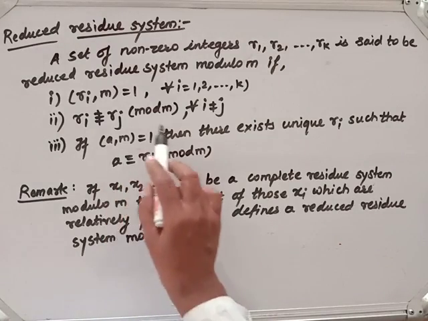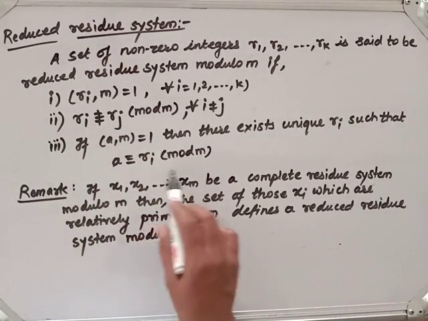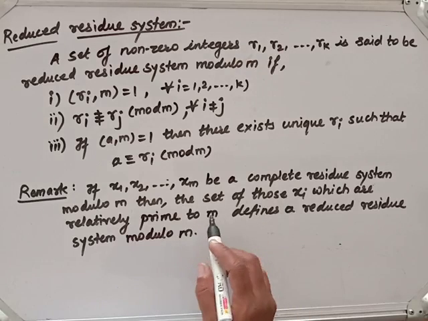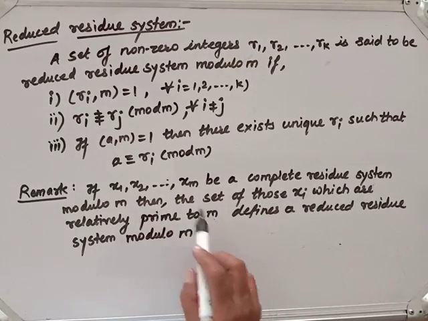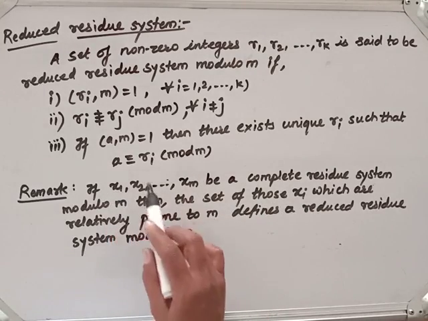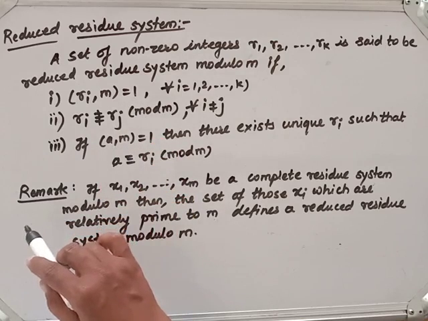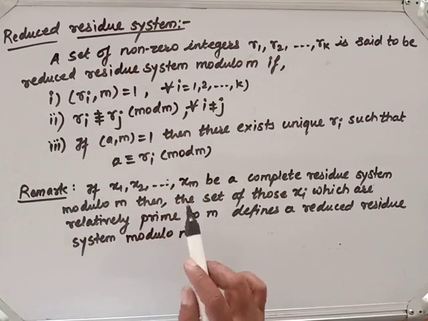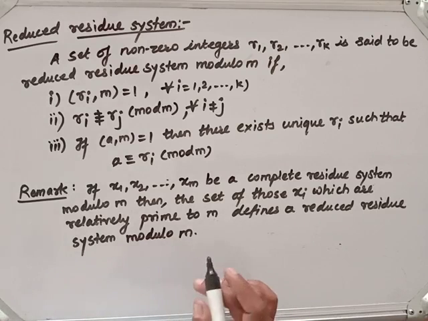This also holds there. Obviously these may be less than m, or maybe greater than m. But if these are integers which are relatively prime to m, then any other integer relatively prime to m gives the same residue as one of these xi's. These are equivalent. Now let us see an example on this.